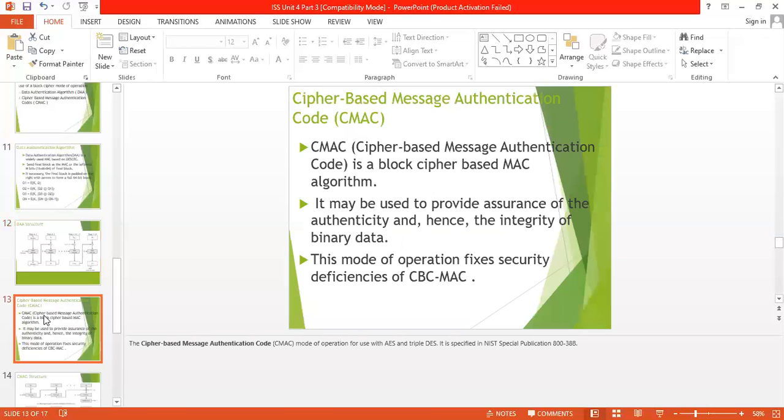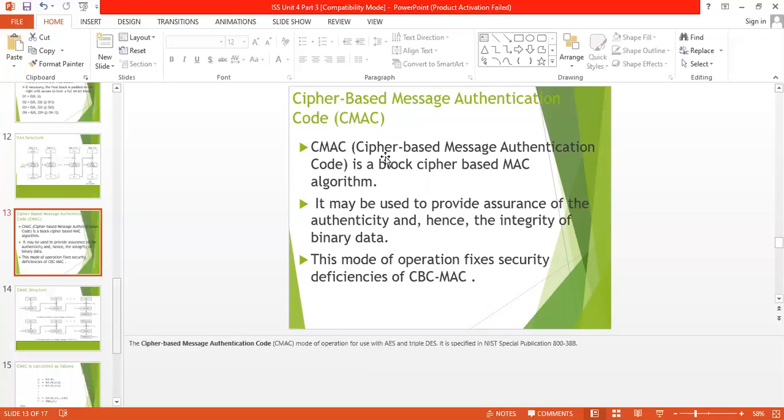Now after this, we will discuss the cipher-based message authentication code. This is called CMAC. Basically, CMAC is a mode of operation for use with AES and triple DES. It is specified in NIST Special Publication 800-38B. It may be used to provide assurance of the authenticity and hence the integrity of binary data. This mode of operation fixed a security deficiency of the CBC MAC.